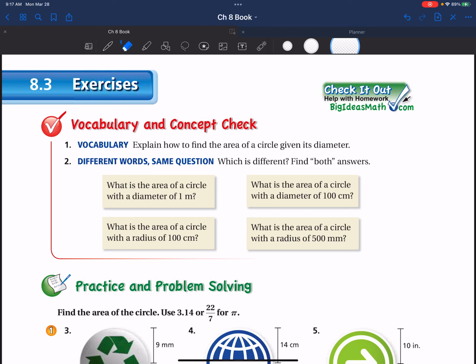Hi, 7th graders. We are going to go over 8.3's exercises. We've already had the lesson, which was all about area of a circle. Quick little reminder, area is pi times radius squared.